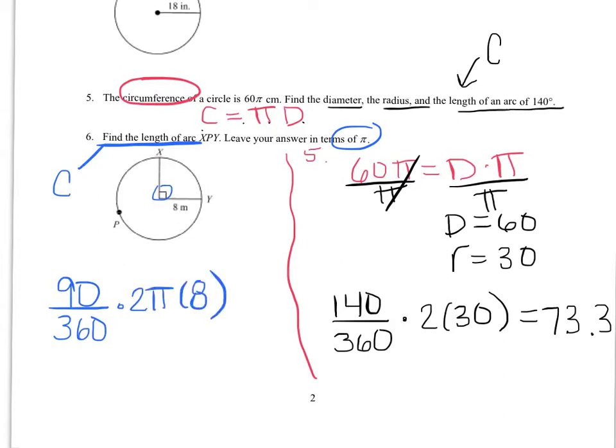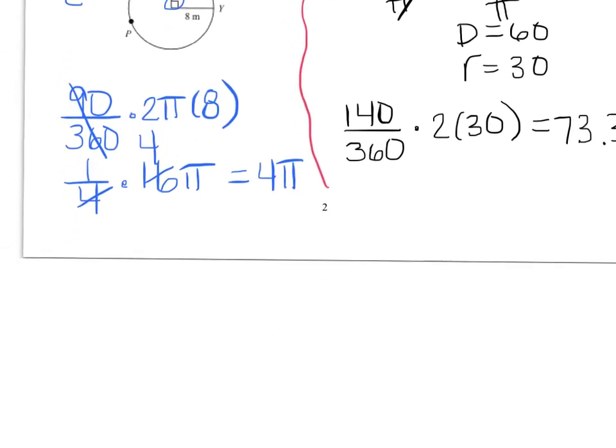And then you end up with, this is in terms of pi, so we are not going to multiply the pi symbol. This simplifies to 1/4. And then you have 2 times 8, so that's 16 pi. And 4 goes into 16 4 times, so your answer ends up being just a plain old 4 pi. And I did that by hand. You guys could pop everything into the calculator besides the pi button, and you would get the same thing.